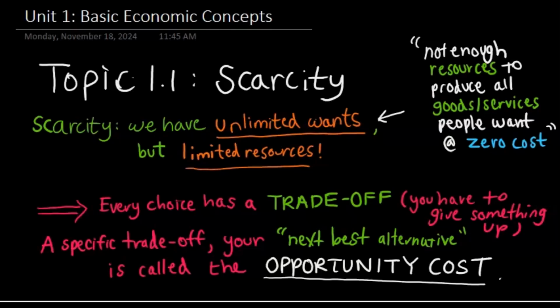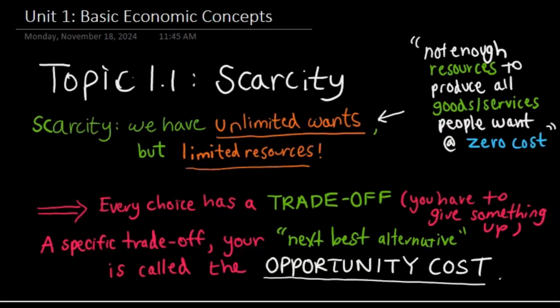So we got topic 1.1, which is scarcity, okay? So this is sort of the underlying principle for economics. So scarcity is essentially the idea that we have unlimited wants but limited resources. Now, the more textbook definition is that we do not have enough resources to produce all the goods and services that people want at zero cost. And that last part is the key.